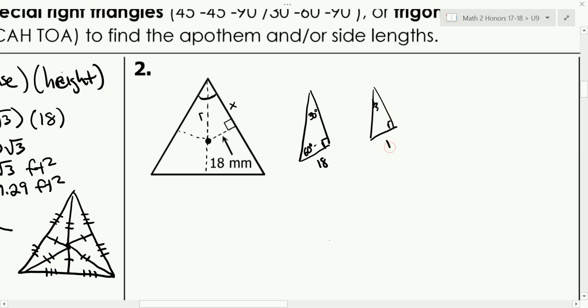And so if we think about our 30, 60, 90 right triangle, we have 1 across from 30. 2 is our hypotenuse, root 3 across from 60. And so what's our radius going to be? I'm going to scale it up. So how do I go from 1 to 18? I multiply by 18. So I'm going to multiply the 2 by 18. I get a radius of 36. And for x, I'm going to multiply root 3 by 18, scale that up to 18 root 3.